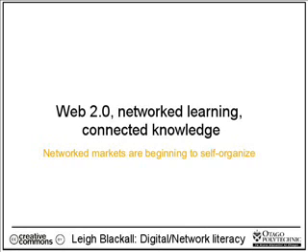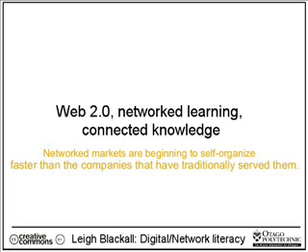I'm going to quote something from the Cluetrain Manifesto, that networked markets are beginning to self-organize. The Cluetrain Manifesto was written in 1999. That's a fair old time ago, long before the idea of Web 2 and long before it was so easy for everybody to produce content and publish it to the internet. It really was visionary, and its quote goes, "Networked markets are beginning to self-organize faster than the companies that have traditionally served them."